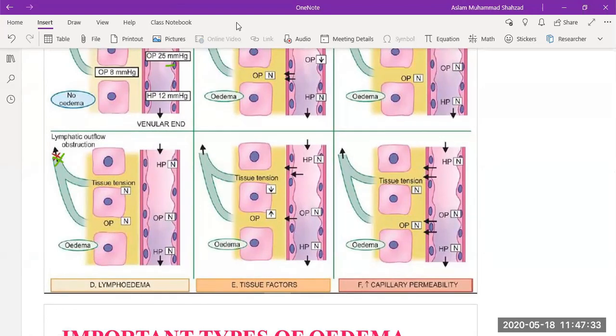Then there will be the tissue factor. It occurs because of the increase of the oncotic pressure and decrease of the tissue tension that results in edema. And then there will be the increase of capillary permeability because of vascular leakage, and that leakage results in an imbalance between hydrostatic pressure and oncotic pressure. So these are all reasons that could be responsible for the edema.